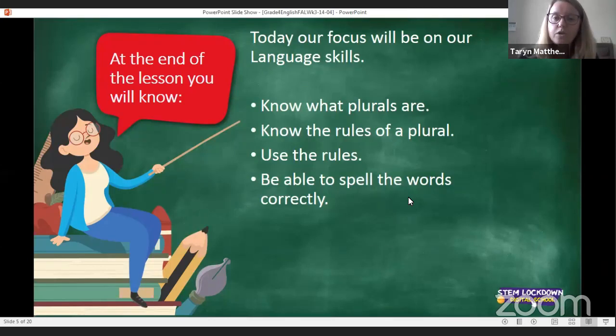So for today, we are going to look at your language skills. Remember I told you last week we're going to focus on plurals. By the end of today's lesson, you're going to know what plurals are. You're going to see there are quite a few rules for plurals, and you're going to know how to use these rules, and then you'll be able to spell the words correctly.